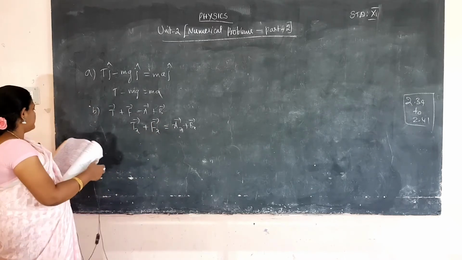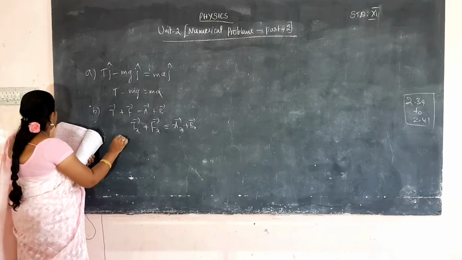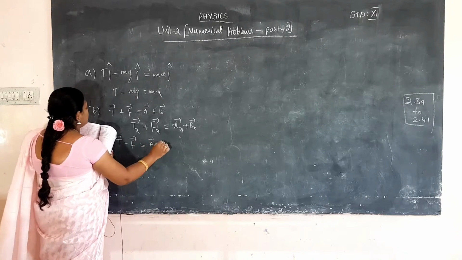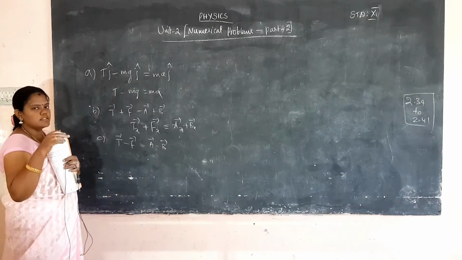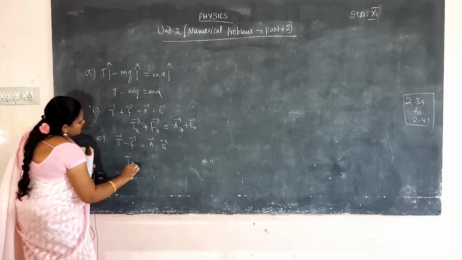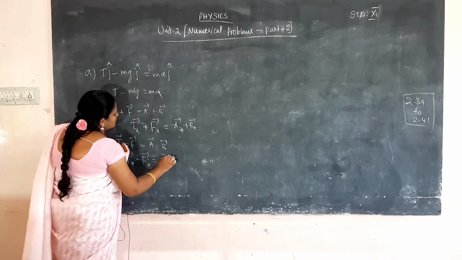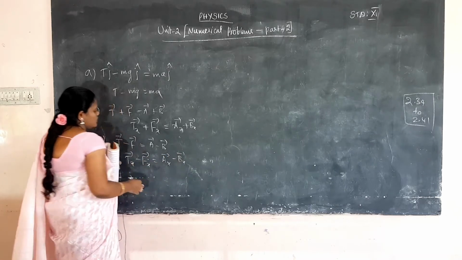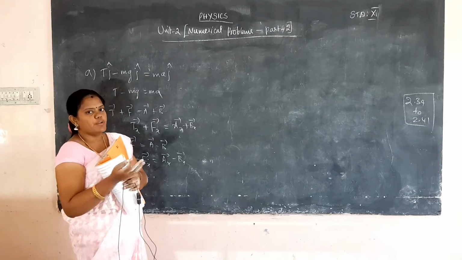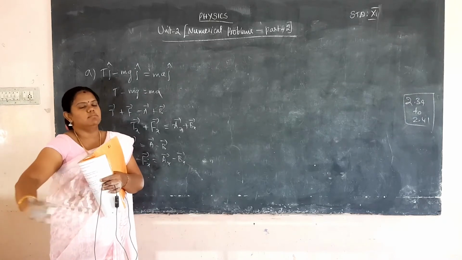And what is the third one? C: T vector minus F vector is equal to A vector minus B vector. This equation also you have to mention with the x component. So Tx vector minus Fx vector is equal to Ax vector minus Bx vector. The components mentioned with the x axis are called the x components of vectors. No unit vector is there, so you have to mention it with the x axis.